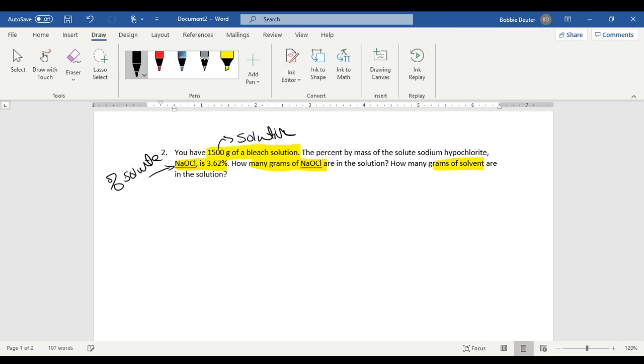So an easy way to do that is, since we already know that, we can set up the mass of our solute. So this would be X grams of NaOCl over our 1,500 grams of solution times 100, and it tells us we have a 3.62% solution. And then we just solve for X.